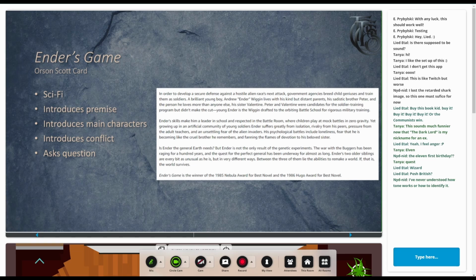Okay, so Ender's Game. It is a famous science fiction young adult novel. I believe it's young adult. The blurb reads as follows.